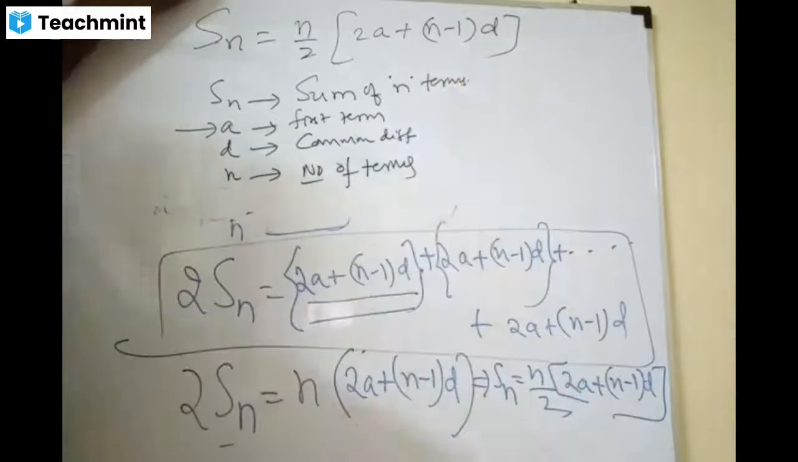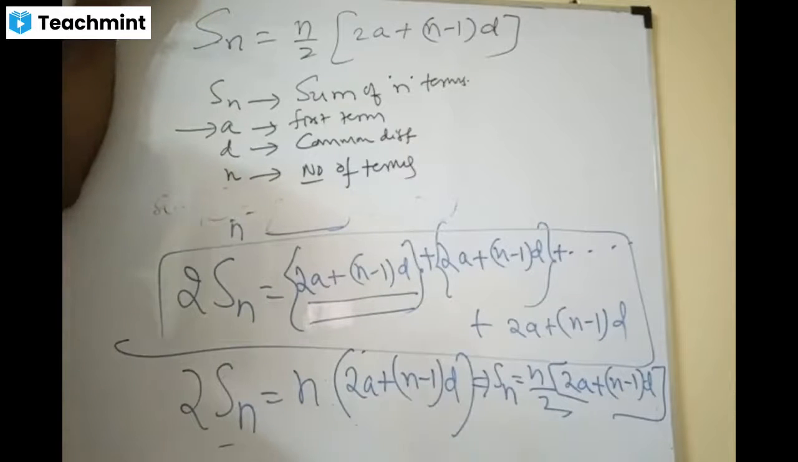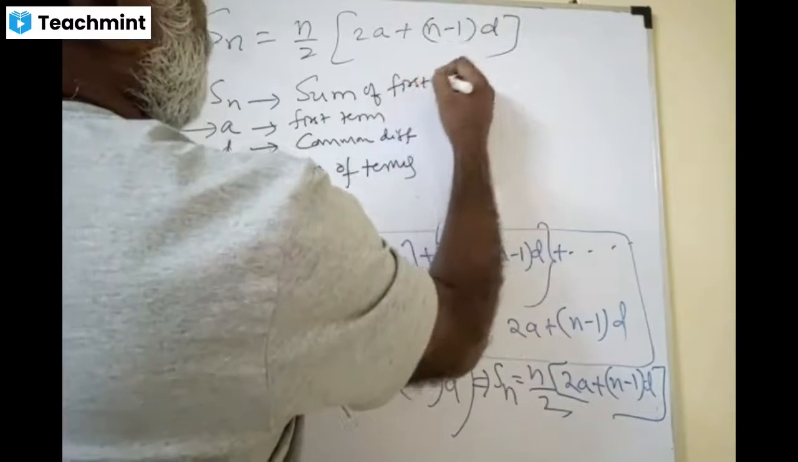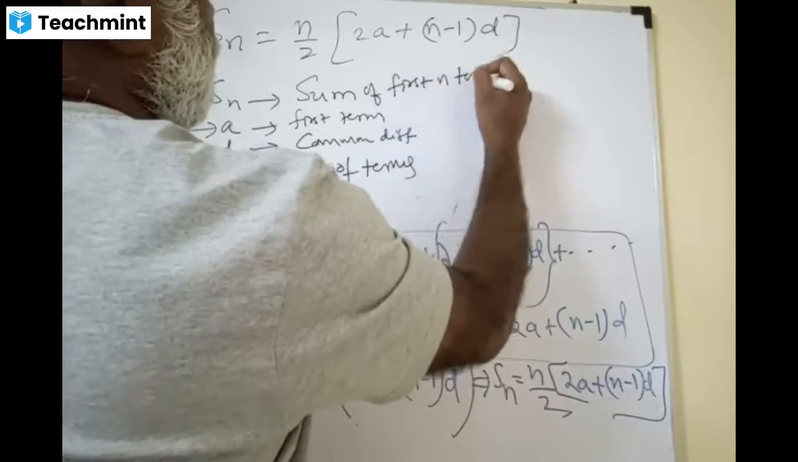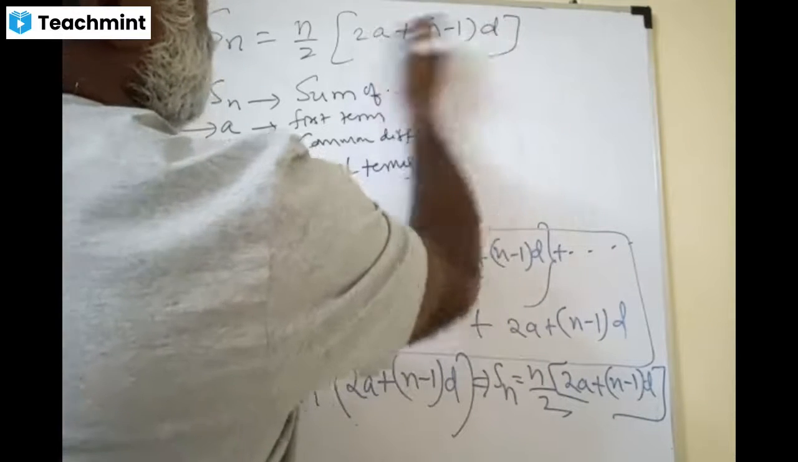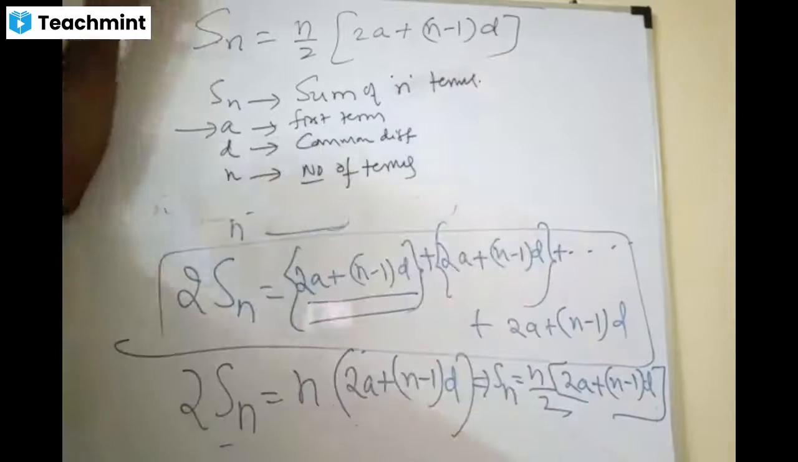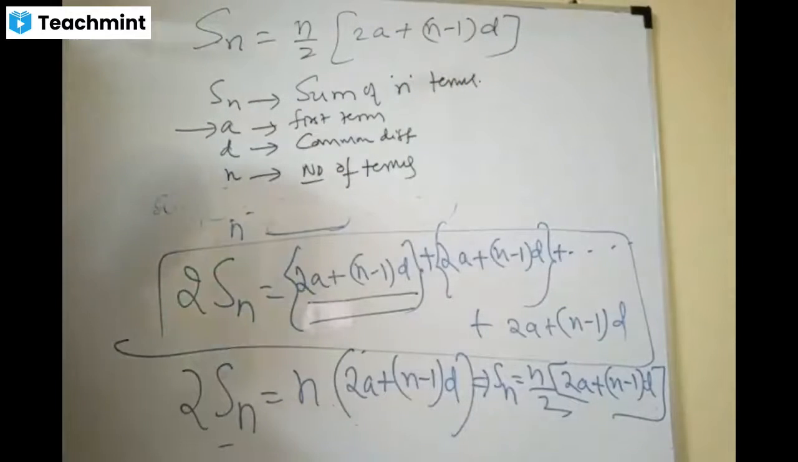That is actually, we should say sum of first n terms, because a sequence can have any number of terms. We are taking the first n terms. That's actually the sum of first n terms. Right, so that's our formula for Sn.